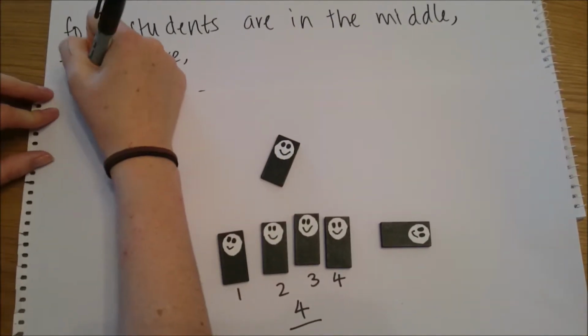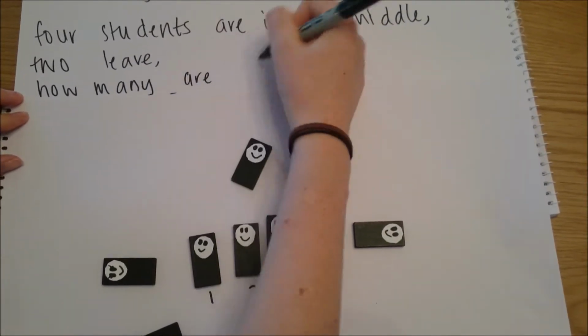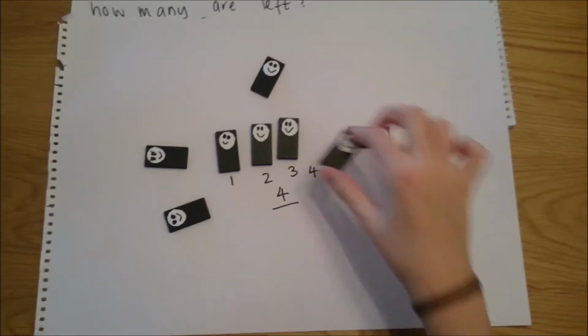I will then ask the students to model this again. Since 4 students are already in the middle, I will ask 2 students to leave and the class to collectively solve the problem and get 2.